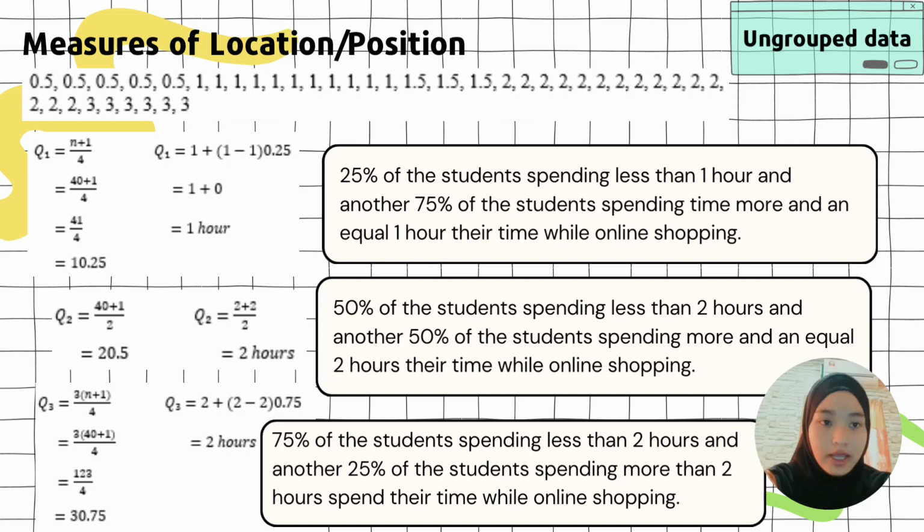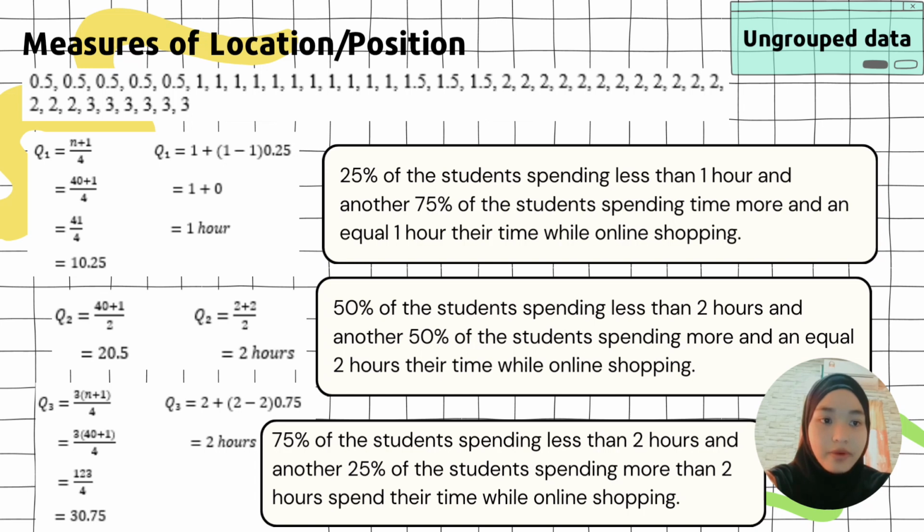For the second quartile, we can interpret that 50% of the students spend less than 2 hours and another 50% of the students spend more than or equal to 2 hours. For quartile number 3, 75% of the students spend less than 2 hours and another 25% of the students spend more than 2 hours.